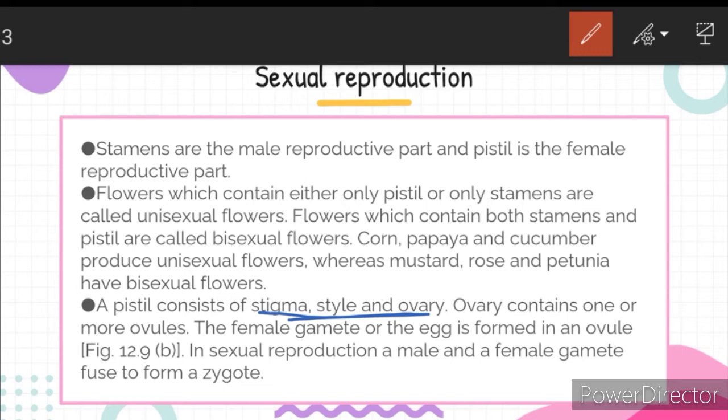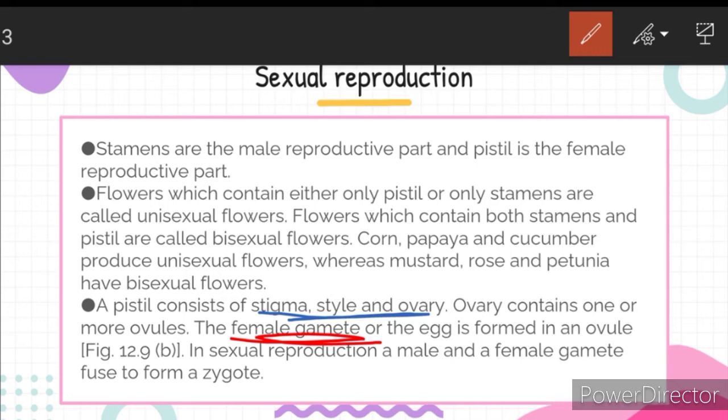Now the ovary contains one or more ovules. It may have more than one ovule. Female gamete or egg. What is the female gamete, guys? The female gamete is your egg. So the egg formation will take place, but where will it take place? It is going to take place in the ovule.